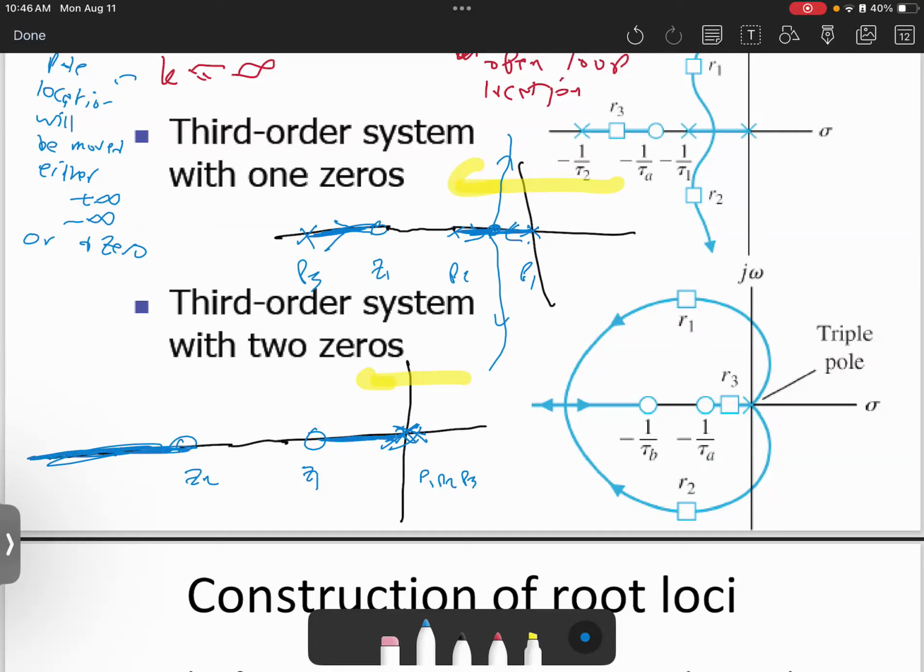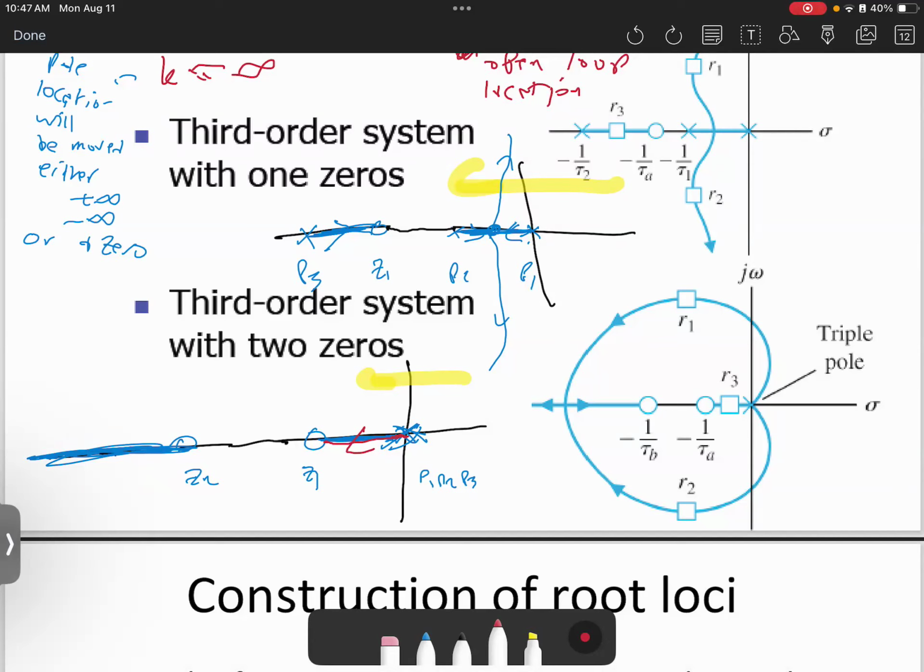The poles are allowed to move on the sigma axis, or the real axis, only at these segments. The poles cannot move here. There is no way. The poles only move along the valid segments, which are here and here. That's the only way. Now, since we have 3 poles, one of these 3 poles will move toward the first zero. Then we have 2 poles remaining.